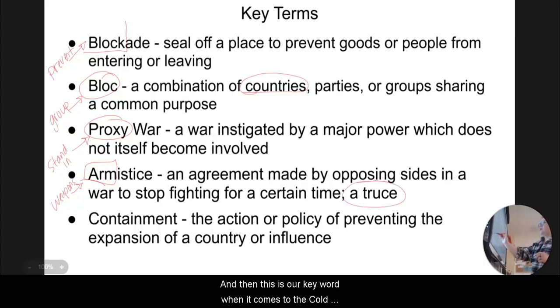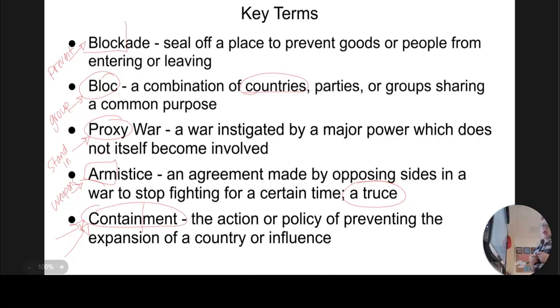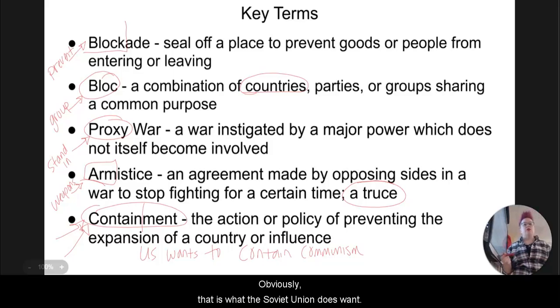And then this is our key word when it comes to the Cold War, containment. And when we break it down, we see the word contain. And the idea is that the United States wants to contain communism. All right, the United States does not want communism to spread. Obviously, that is what the Soviet Union does want.